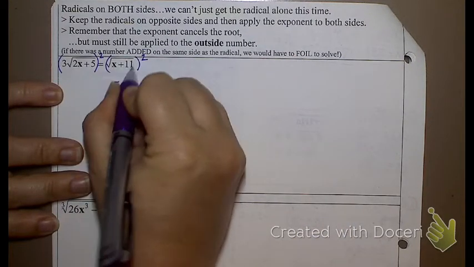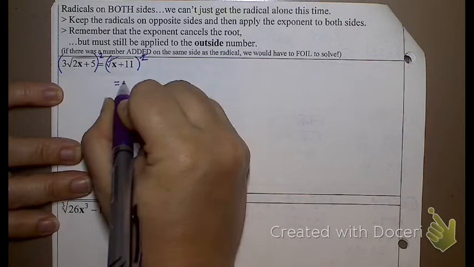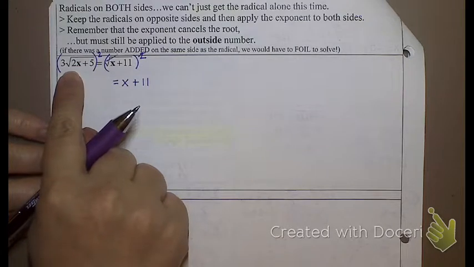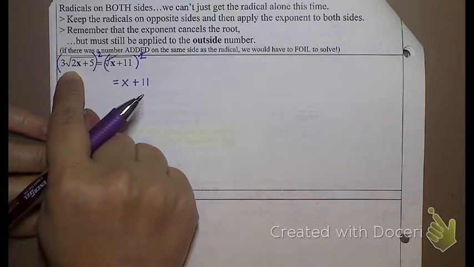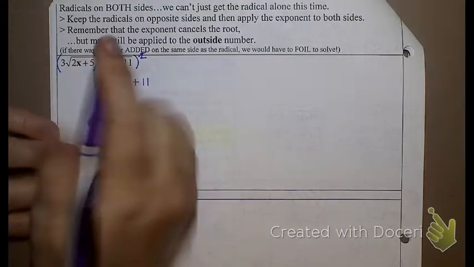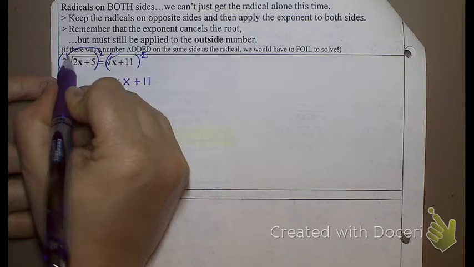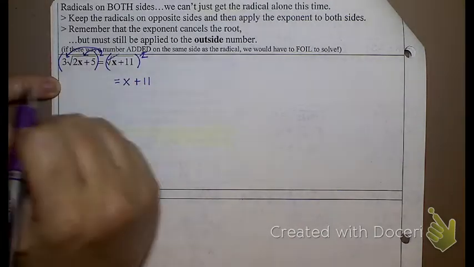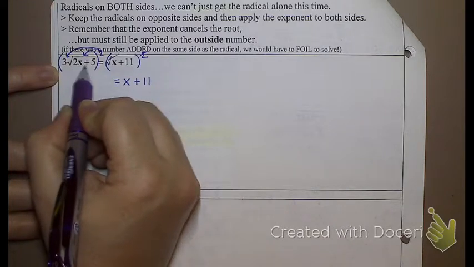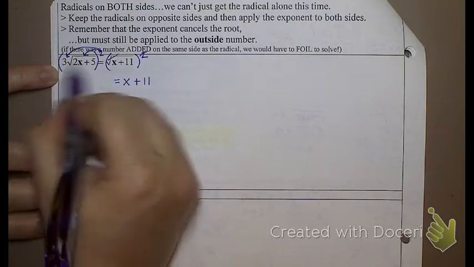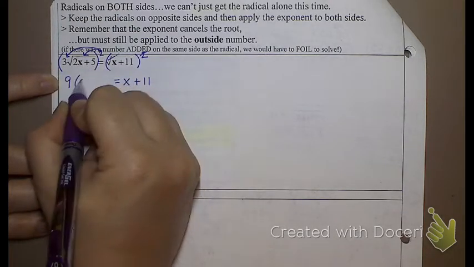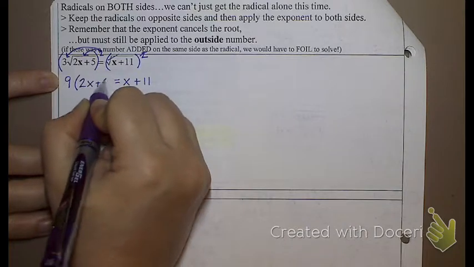Now this side should be pretty straightforward. Square root cancels, so I have x plus 11. This side, however, I now have multiplication inside the parentheses. I have 3 times this square root. Multiplication inside, I can distribute an exponent, which means I have to square both the 3 and the radical 2x plus 5. So 3 squared gives me 9, and when I square the radical, I just get 2x plus 5.